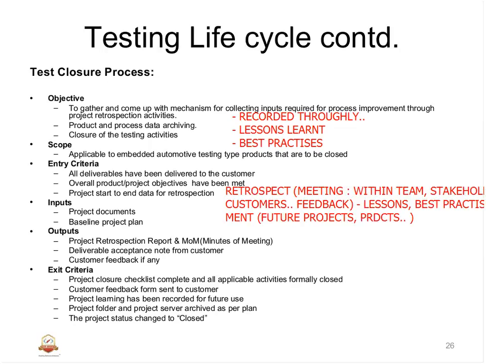Inputs: for doing all this we need the project document which we have done, and the project plan is one of the baselines, because we have defined in the project plan how we are going to close the project. Output of the test closure activities: project retrospection reports, which I will take up in a future session, and the minutes of the meeting.